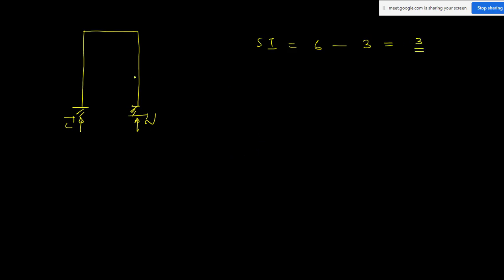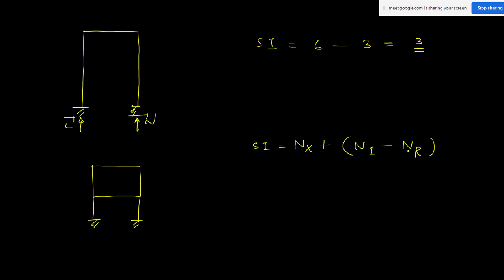Now I am adding to this problem. Let it be here. Second problem. This is your frame. Now with a two-story frame, the static indeterminacy, I am now writing the equation: Nx, the external static indeterminacy, plus Ni minus Nr. Together you can call this the internal static indeterminacy. Now I will see what the Nx value is. While finding this external static indeterminacy, you look at only the support reactions.